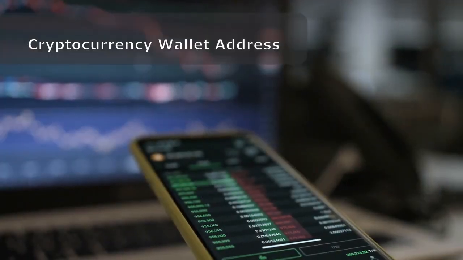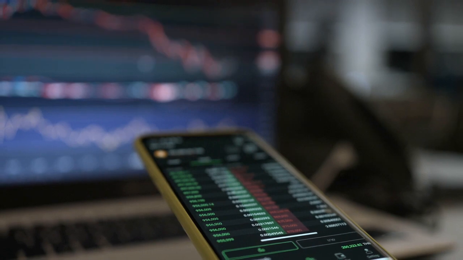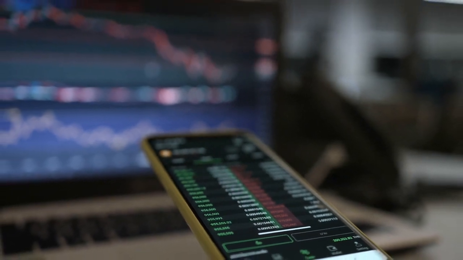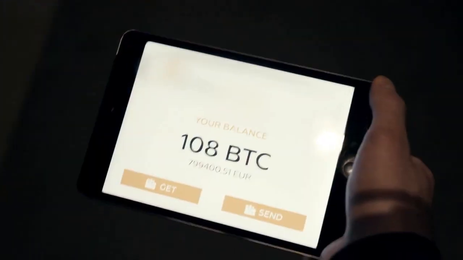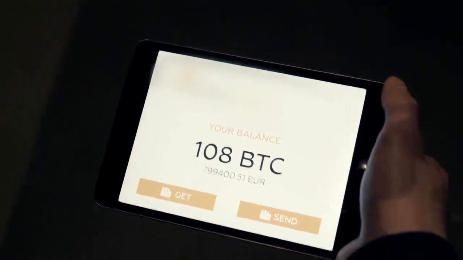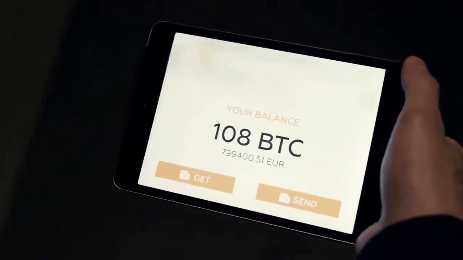Term number 15, cryptocurrency wallet address. It's a unique code used to send and receive cryptocurrency transactions. It's typically a combination of letters and numbers associated with a specific wallet.